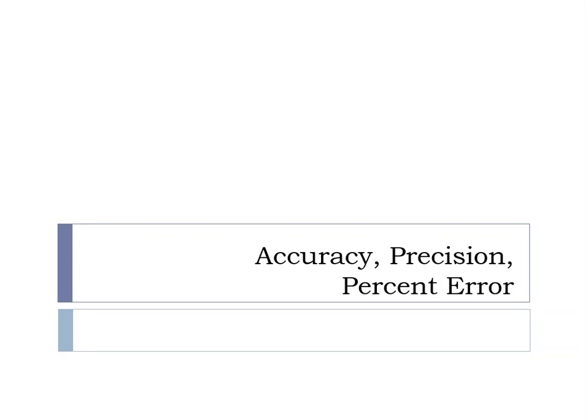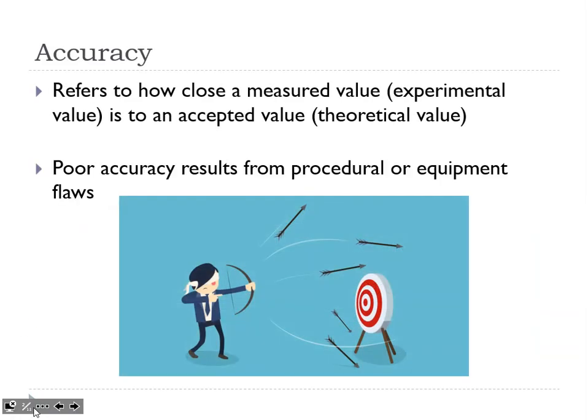All right, accuracy and precision and percent error. So, accuracy refers to how close a measured value is to the accepted value. The measured value is called the experimental value, the one you get in the lab. You obtained it by measuring with the lab tools. The accepted value is one that you will find in a textbook or on tables. These values have already been found and are known, and you're going to compare how close you get to them.